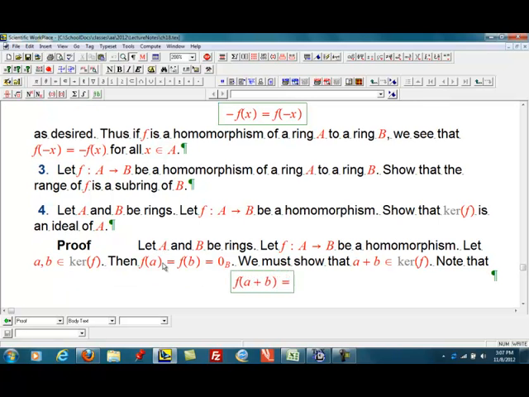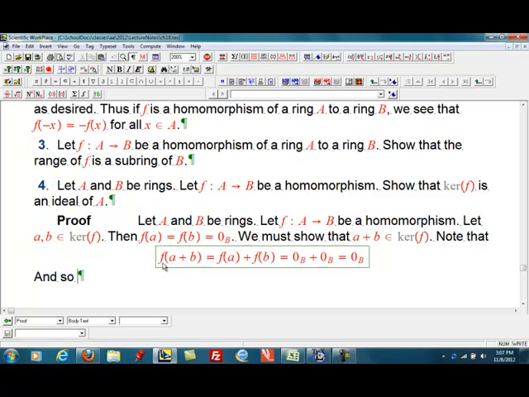Well, F is a homomorphism, so what does that tell us about F of A plus B? Which equals 0 plus itself. But what's that equal to? Yep. So what's our conclusion? A plus B is in the kernel of F, and the kernel of F is closed under addition.